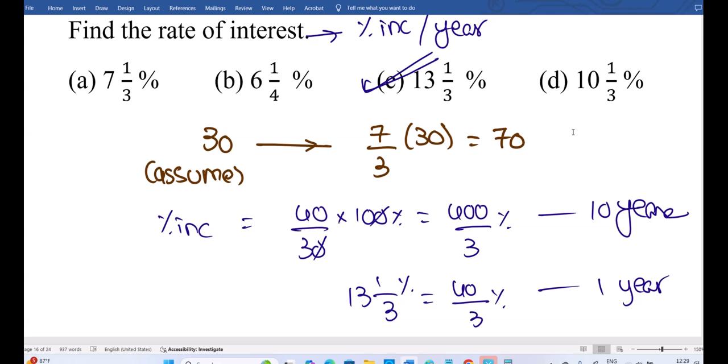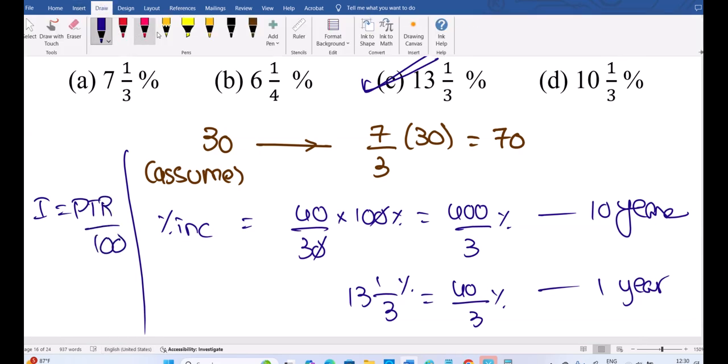No, sir, I am addicted only to I equal to PTR by 100. Please tell me this question according to that. Then listen, even with I equal to PTR by 100, if you want to apply, 30 rupees becomes 70 rupees. What is the interest? You can apply that also.